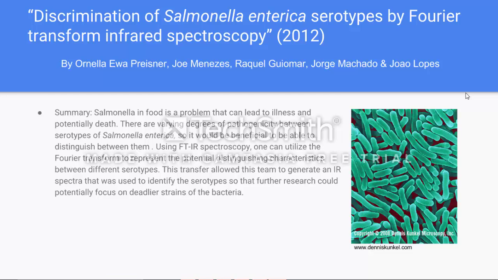Salmonella in food is a problem that can lead to illness and potentially death. There are varying degrees of pathogenicity between serotypes of Salmonella enterica, so it would be beneficial to be able to distinguish between them. Using FTIR spectroscopy, one can utilize the Fourier transform to represent the potential distinguishing characteristics between different serotypes. This transform allows the team to generate an IR spectra that was used to identify the serotypes so that further research could potentially focus on deadlier strains of the bacteria.